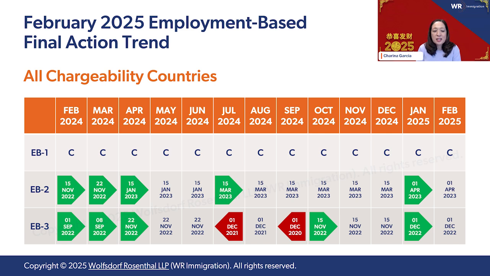And then EB3, we see it moving a bit in February through April. And then when you see the red arrow, that means retrogression. That means when it goes back. And so we see some retrogression in July and September. Actually, I think September's the same. And then in October, some movement, and then December movement, and then February, no movement. So any comments on this, Charlie?